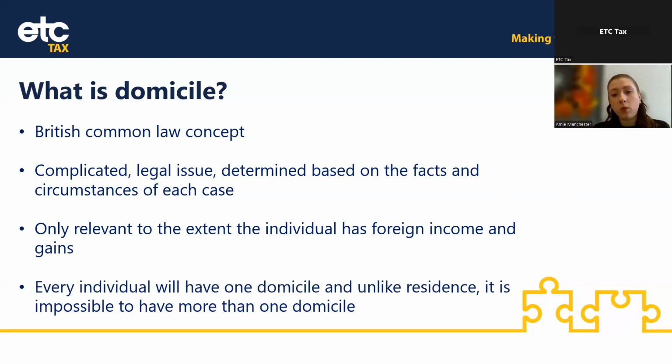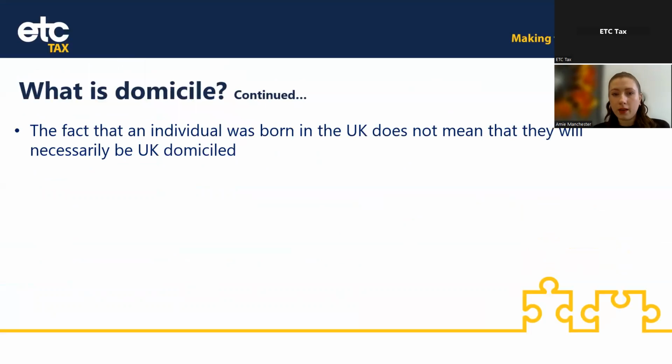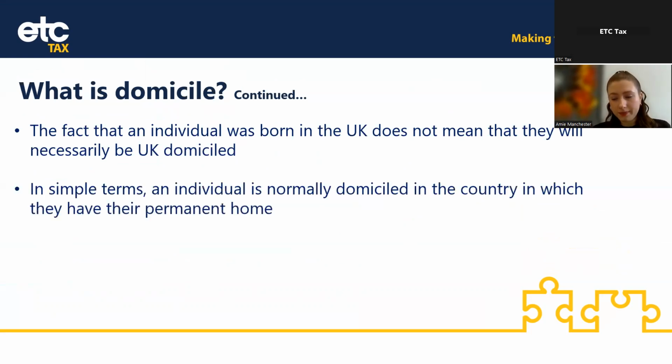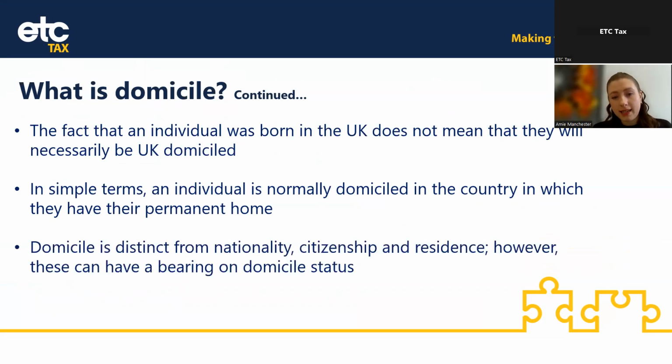Every individual will have one domicile, and unlike residence, it is impossible to have more than one domicile. Just a few more points on this. The fact that an individual was born in the UK does not mean that they will necessarily be UK domiciled. In simple terms, an individual is normally domiciled in the country in which they have their permanent home. Domicile is distinct from nationality, citizenship, and residence. However, these can have an impact and a bearing on domicile status.